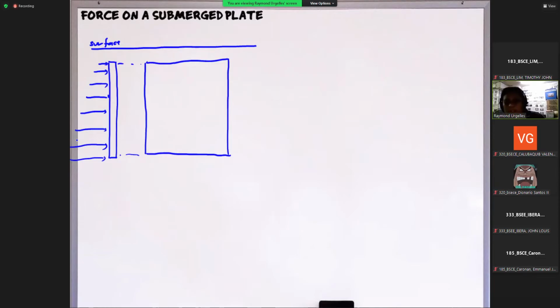So kaya gumagamit tayo dito ng integration, no? So again, ang ginagamit natin dito usually is horizontal strips, no? Okay? So horizontal strip. Bakit horizontal strip? Kasi nga every point dun sa horizontal strip natin is equidistant mula dun sa surface, 'di ba? And we can define this as h. Okay? So kasi pag alam natin yung height, 'di ba? Then we can say that the pressure experienced, 'di ba? By this differential area, 'di ba?